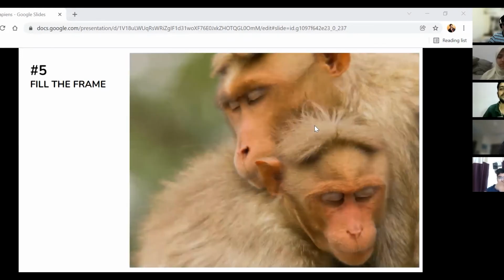The next one will be filling up the frame. You have a subject, just go ahead and make it fill the frame completely, without leaving any space, and this is called the filling of the frame. So these are the top 5 composition techniques that you can use to deliver a storytelling image.